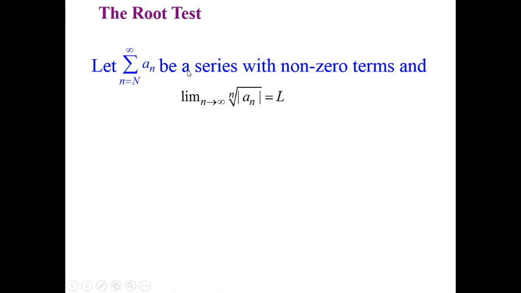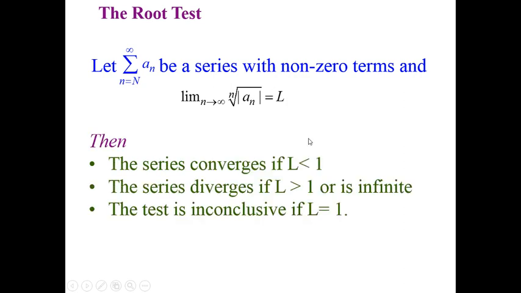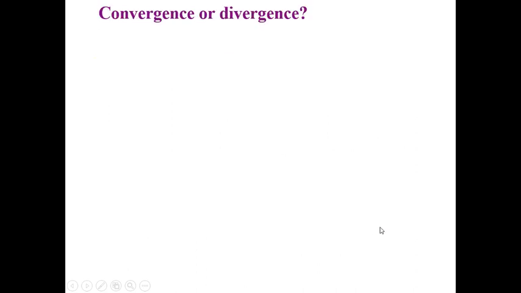And the root test: the absolute value of a sub n, and then the nth root of that quantity, equals the limit L. Then the series converges if L is less than 1. The series diverges if L is greater than 1, or it's infinite. And the test is inconclusive if L equals 1.